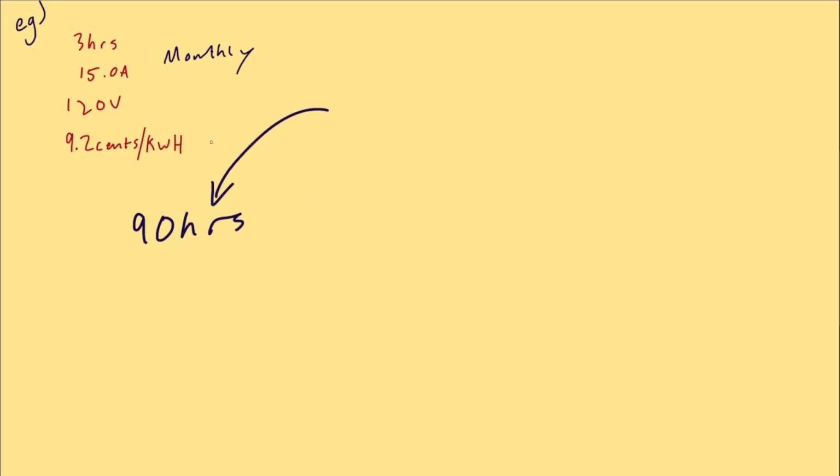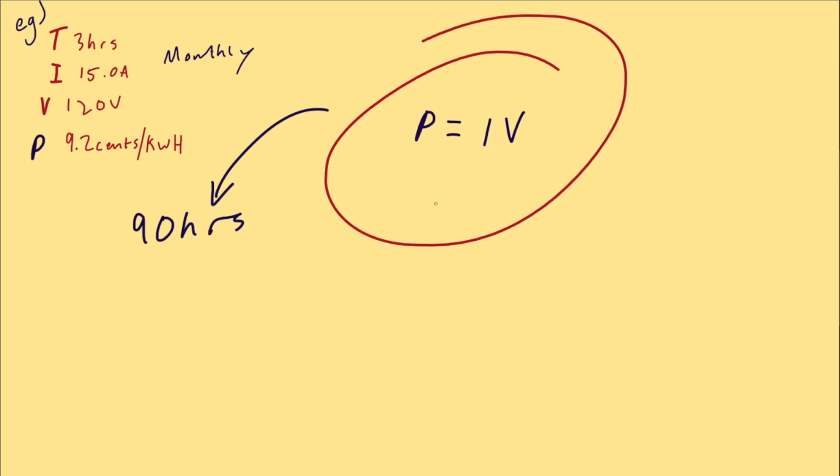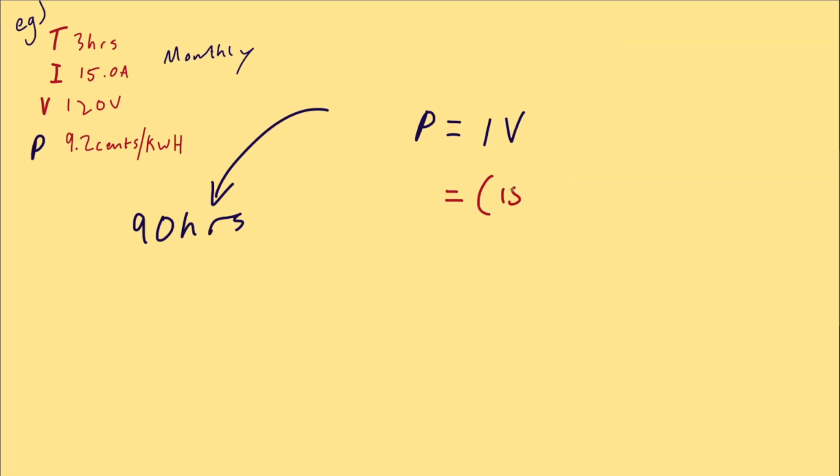What are we given, and what formula links up with power? We're given current, voltage, and time. There's a formula that links power with voltage and current: P equals IV. Get the cheat sheet. We can plug in our values for current, which is 15, and voltage, which is 120. That gives us 1,800 watts, and in kilowatts it's 1.8.